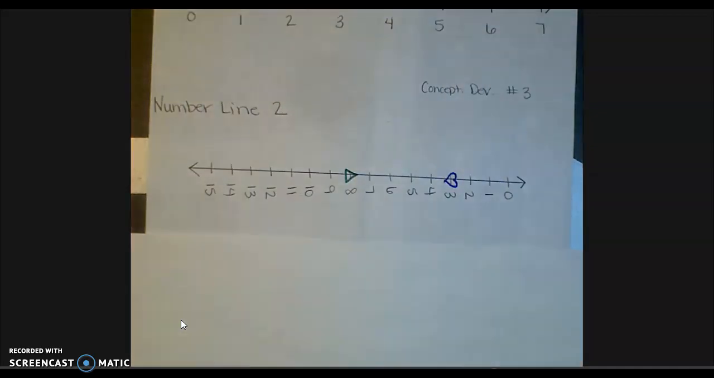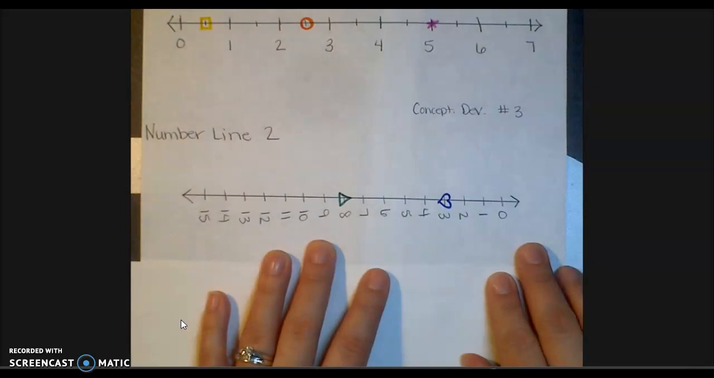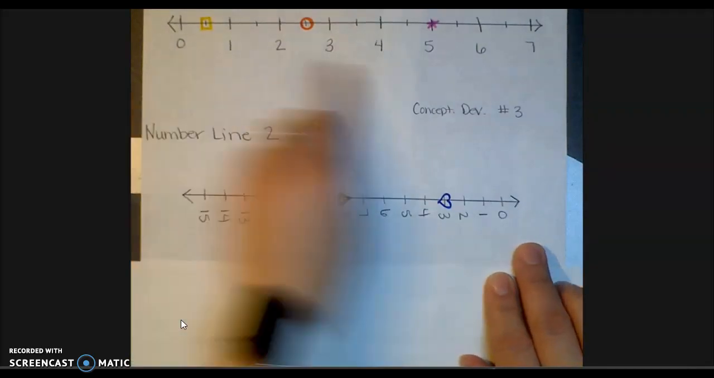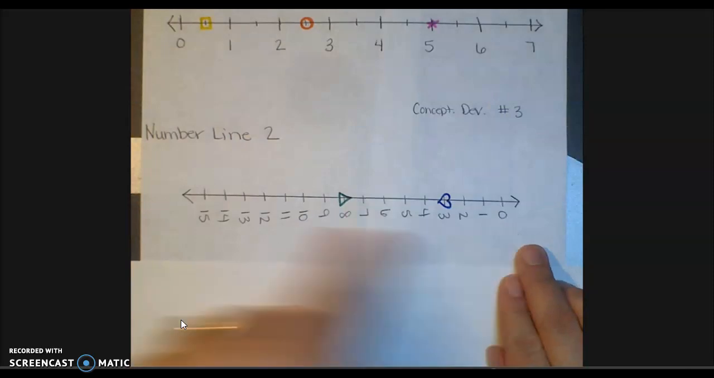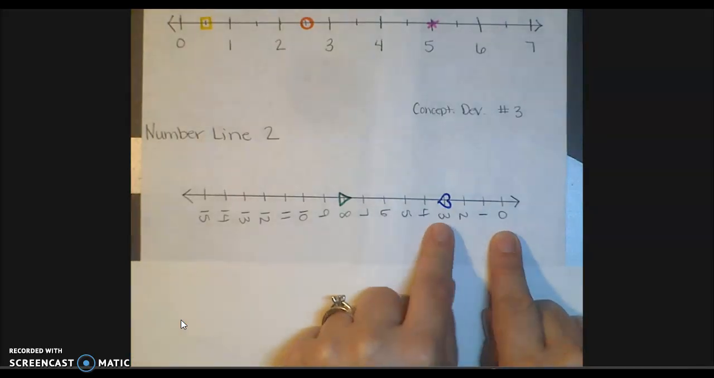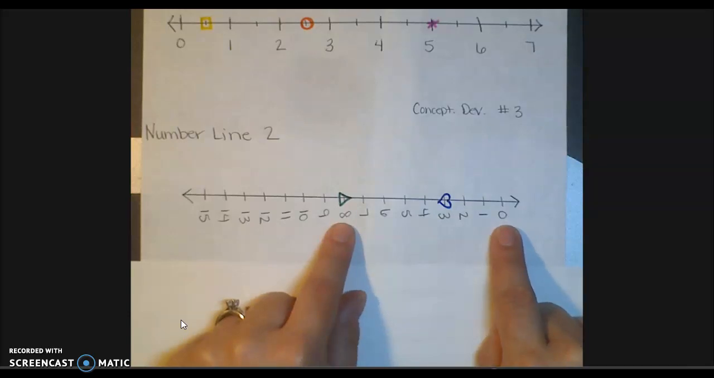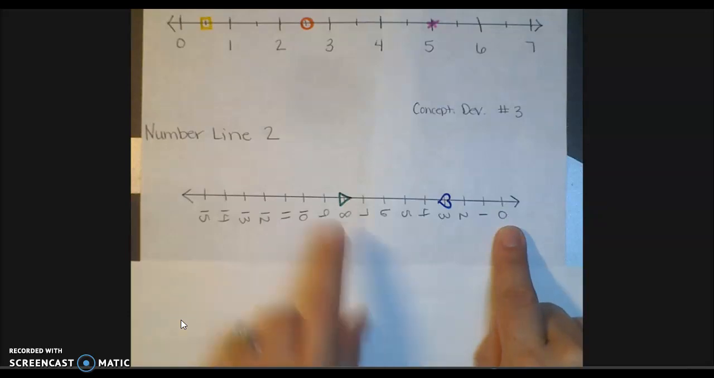All right, here is number line 2. And if you look, it's completely opposite of the first one. The top one was going from left to right. Now we're going from right to left. Again, we're counting by whole numbers. There are no halves this time. So the first shape we need to find the value of is the heart, which is at 3. And that is 3 away from the origin. So the distance from the heart to the origin is 3. The triangle is at 8. So the distance from the triangle to the origin is 8.